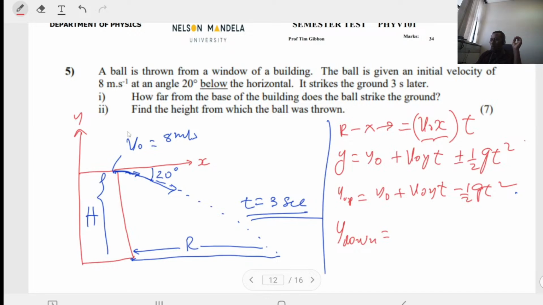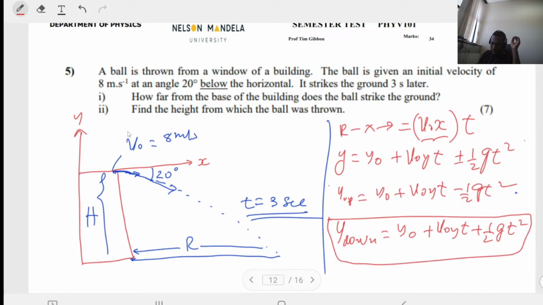Y down is going to be y naught plus v naught y times t plus half g t squared. This is for down. It's not always negative. It's negative when it is up and positive when it is down.